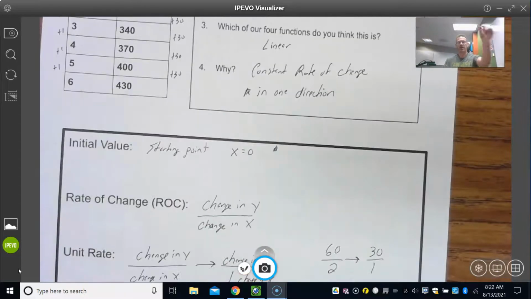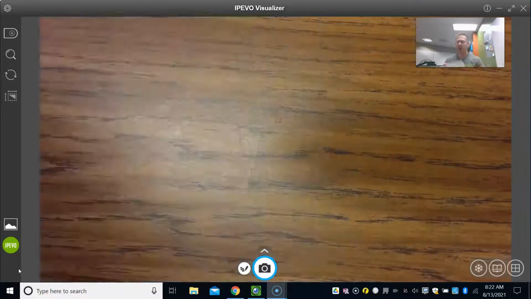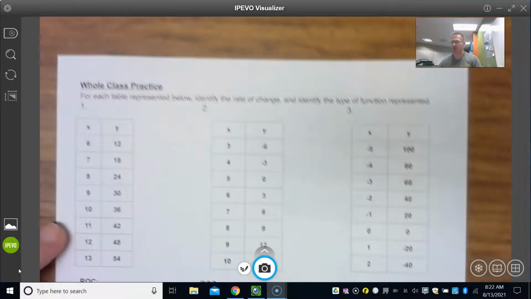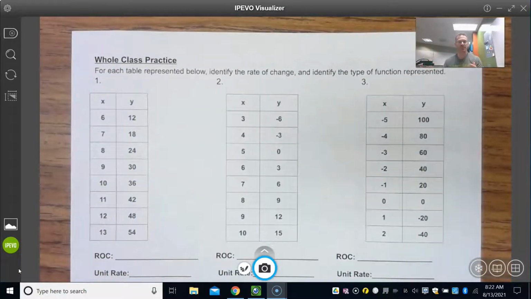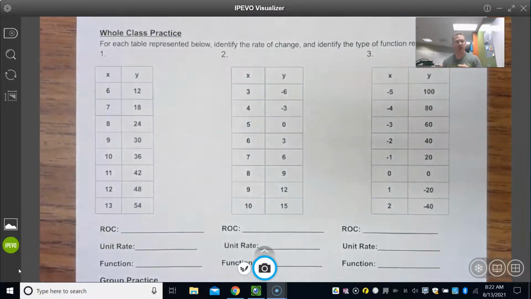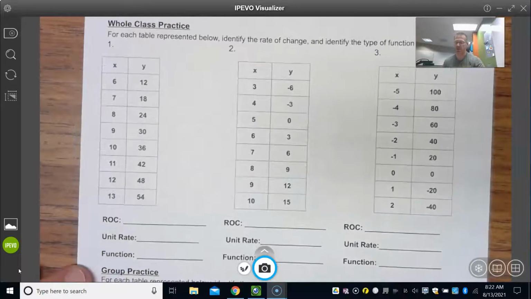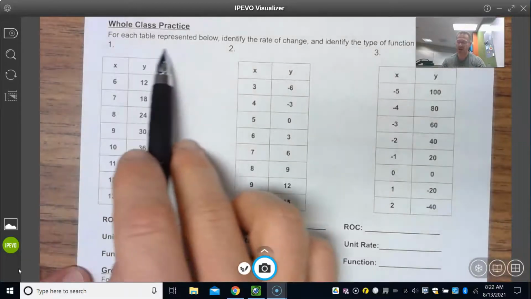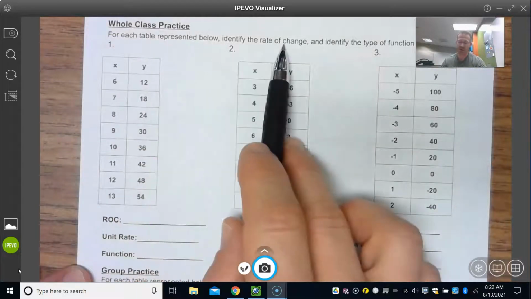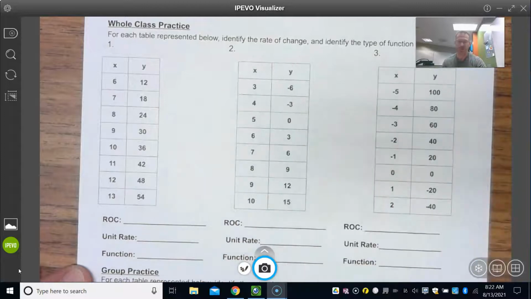Okay, so let's flip over. The next part is that we typically go through some of the whole class practice problems together. We look at those, and you're going to work those with me, so that we can come to class and be ready to jump into some group problems. So let's look at problem 1 here. Notice what it asks us to do: for each table represented below, identify the rate of change and identify the type of function represented.